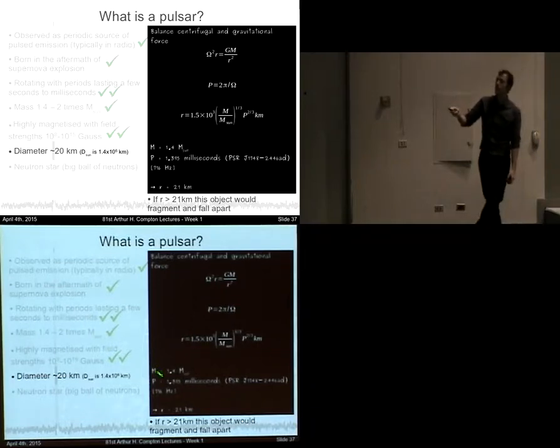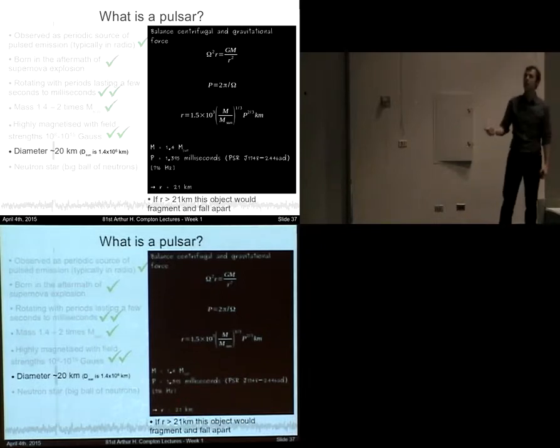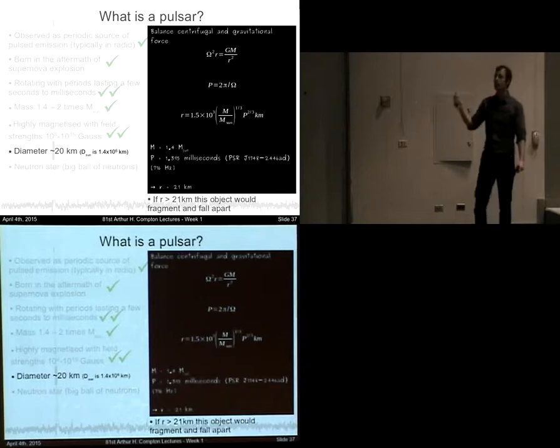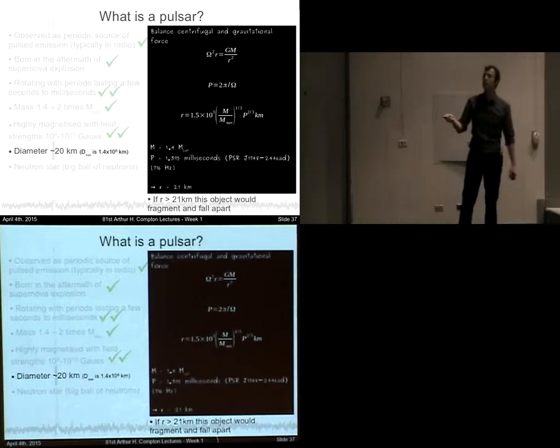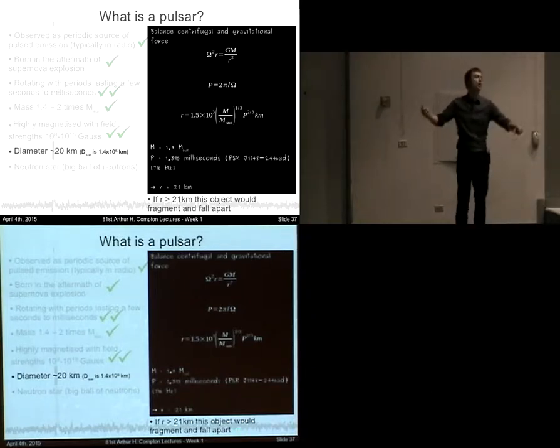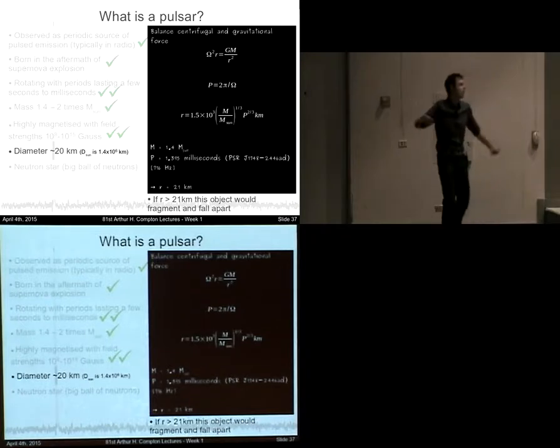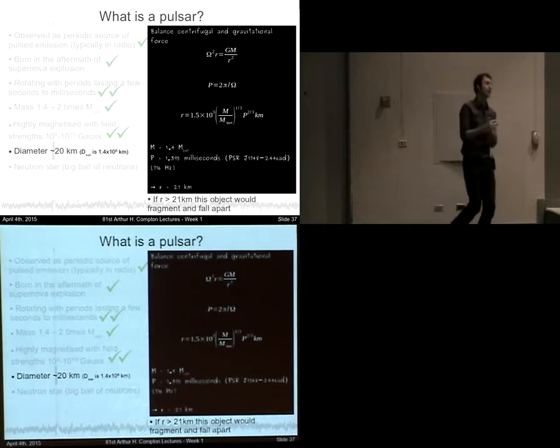And so, if we put in the mass of 1.4 times the mass of the sun, and the period of the fastest known pulsar we have, which is 1.395 milliseconds, this pulsar here, then the maximum radius we get is 21 kilometers. So that tells us that if the radius was larger than 21 kilometers, this object would pull itself apart. So the radius has to be less than 20 kilometers.